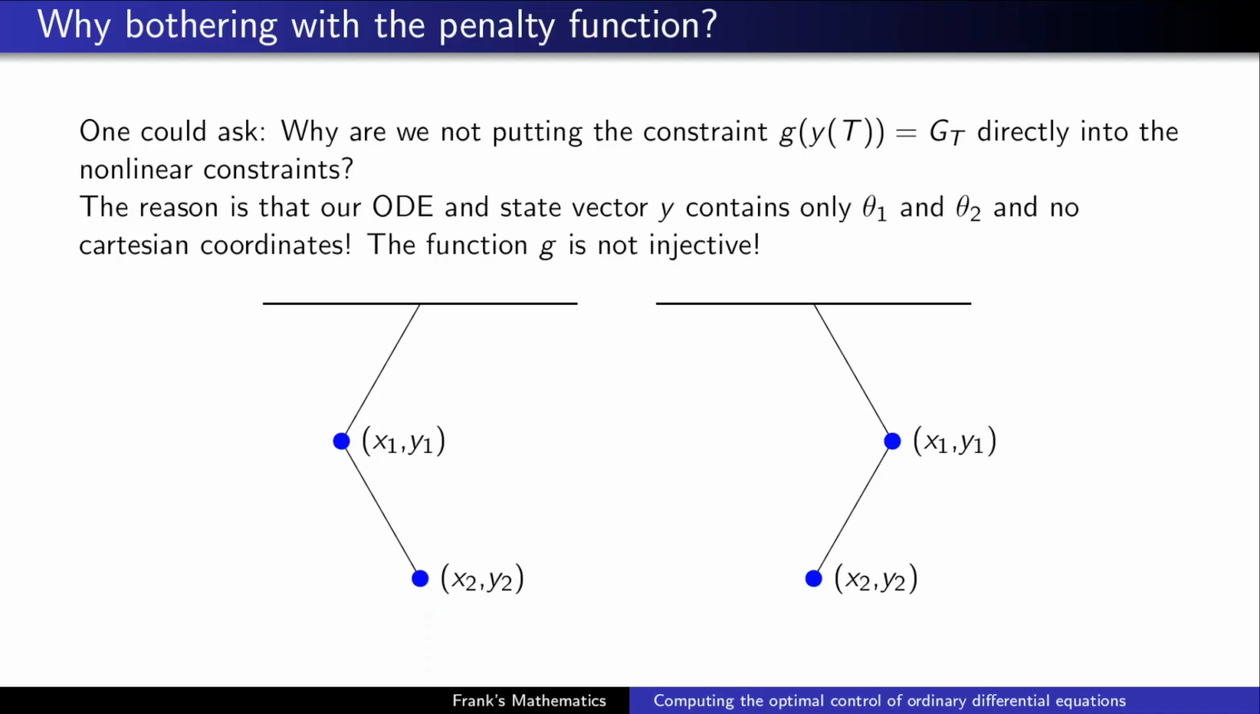Well, the reason is again in the difference between the state space and the Cartesian space. First of all, the function g is not injective. Assume x2 and y2 is at a desired position. Then you can easily set up two different inverses for our function g. You can see them here: the first one, where the pendulum is moved to the left, and on the right-hand side it's moved to the right. Both pendulums satisfy the constraint that x2, y2 are at the same position. But which is the correct one? I cannot tell you. So the function g is not injective, and this is a huge issue. That's why we are putting it into the penalty function, because in this way we can let the algorithm decide which is the correct one, which minimizes our objective functional.